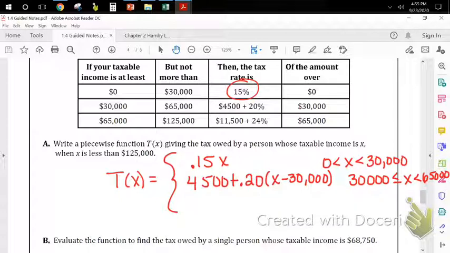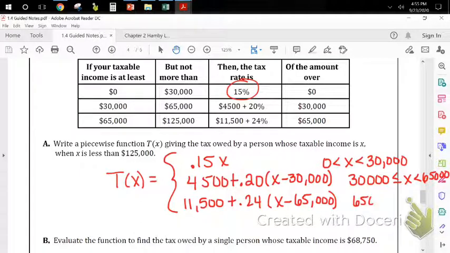And then the last one says it's going to be $11,500 plus 24% of their income over $65,000. So we're going to take the income and subtract out the $65,000. And they use this equation when their income is equal to $65,000 and up to $125,000. I forgot my inequality symbol there. Sorry. That's less than $125,000. Let me do that. All right, so there's our equations.